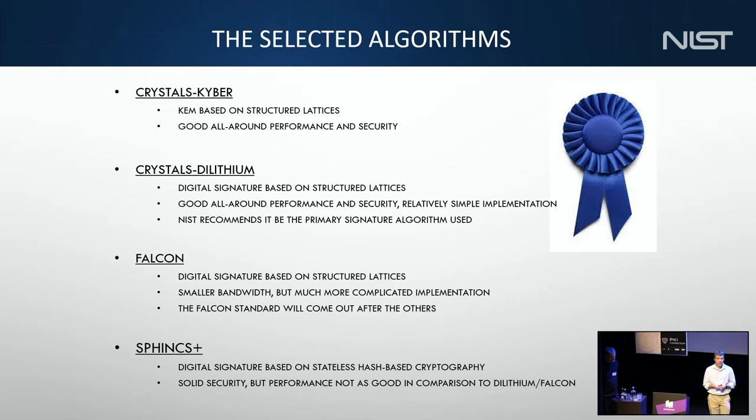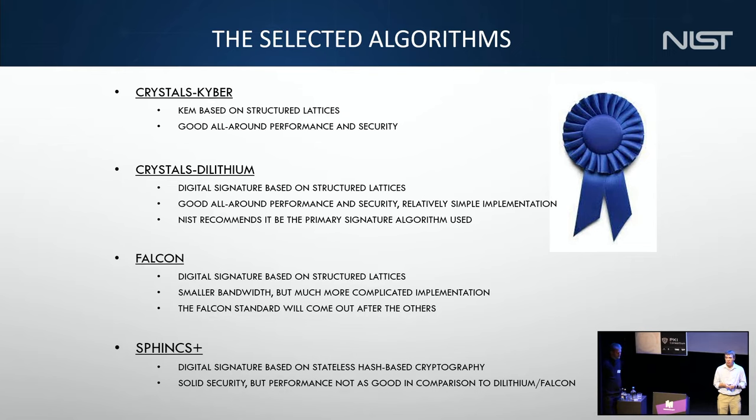We also selected Falcon, however. Falcon has smaller signatures than Dilithium. So for some applications, you really need the small signatures. Falcon's available. It has a much, much more complex implementation. And so when you're implementing that, there's a lot of devices where you're not going to be able to do that easily. So you'll stick with Dilithium there. But you have options.